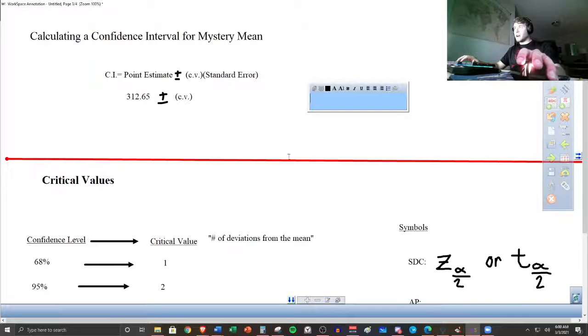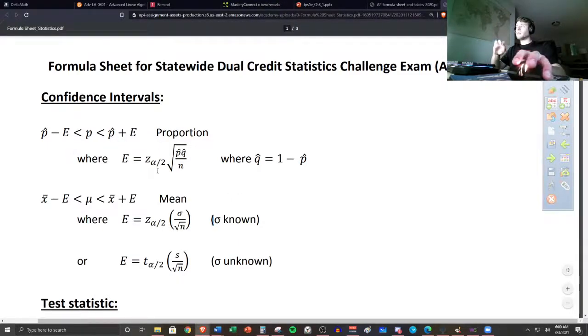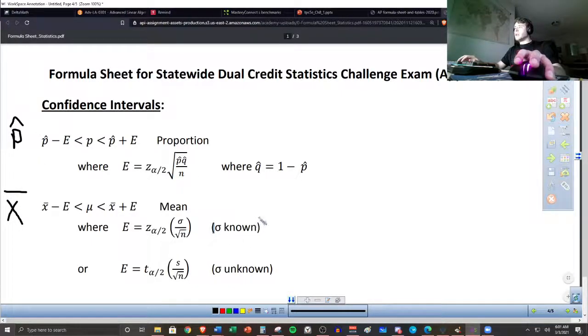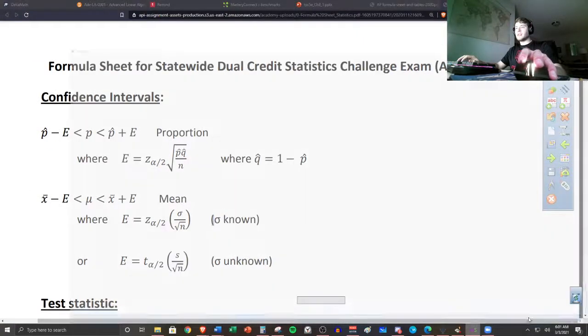Now, what's the standard error? Well, standard error of a statistic for dual credit, that's what this is showing here. You actually get a lot of good help on this. We have 3 situations here. There's one where you either know sigma or you don't, which would be means, and then you have proportions. Remember last chapter we had p-hats and then x-bars. So you can see the difference between those. This one says sigma known or sigma unknown. So, do we know what sigma is for our mystery mean? That's our question right now.